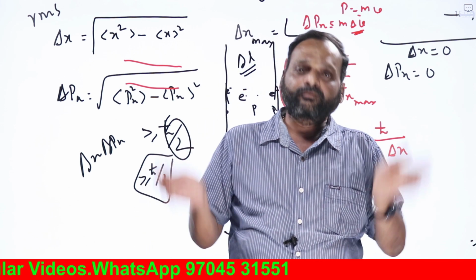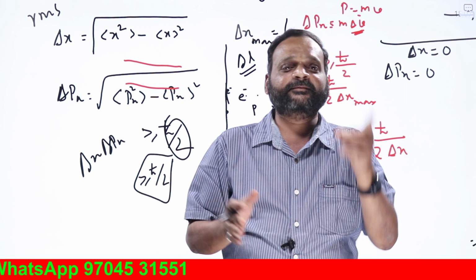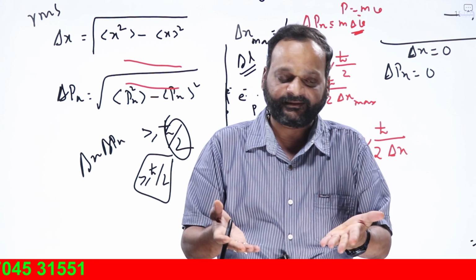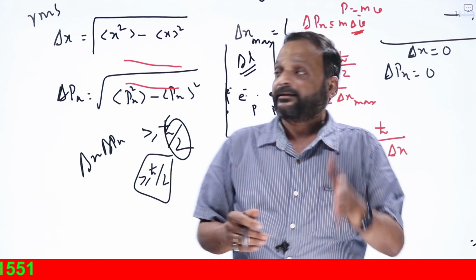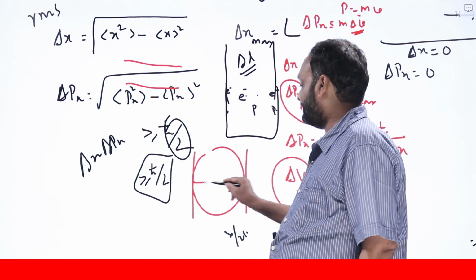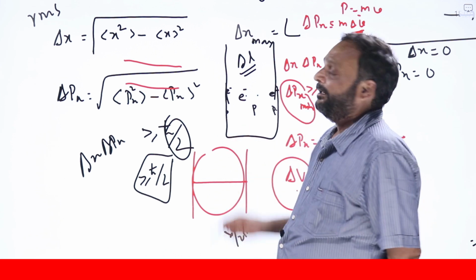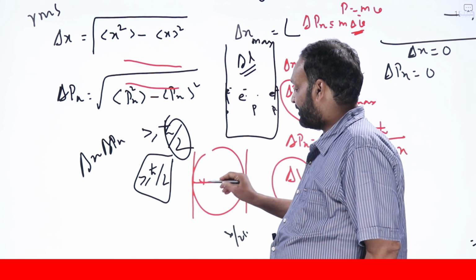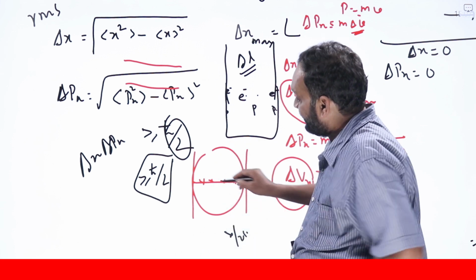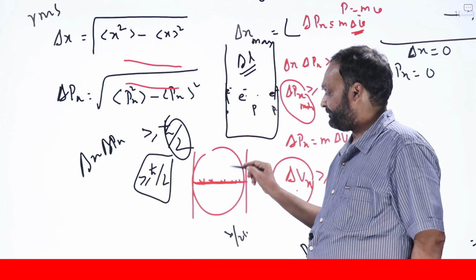If some particle is bound to some region, the maximum uncertainty in position is the width of the region only. The electron is present inside the atom, but I don't know where inside the atom it is. But I can tell one thing: the electron can be present anywhere from this end of the atom to this end of the atom. Means the diameter of the atom itself becomes the maximum uncertainty for the position of the electron. The only thing I don't know is whether it is here or here or here. I cannot tell, but the electron will surely be found inside the atom.